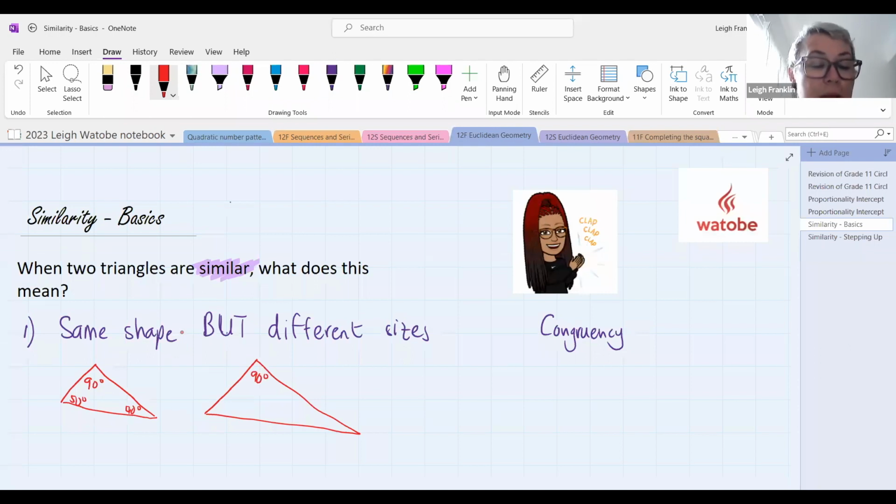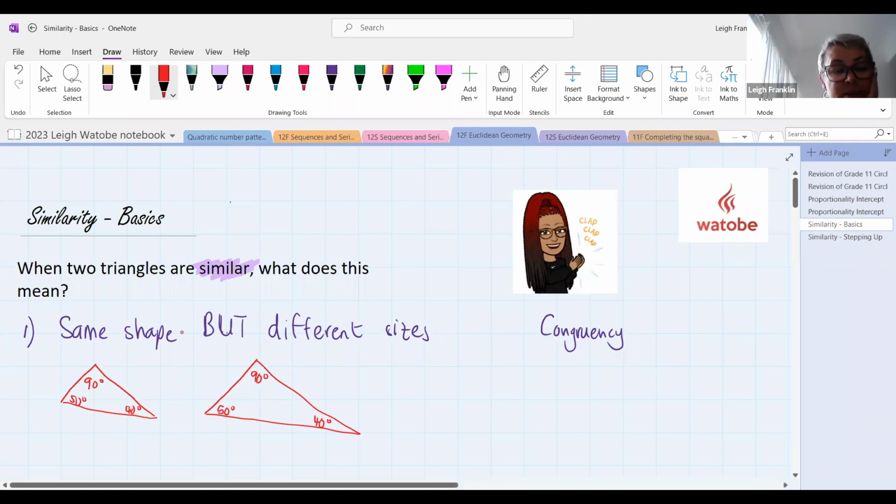So the word equiangular is sort of correct. Equiangular strictly means they're all 60, but I know what you were trying to say, all the angles are the same. So all the angles are the same, but they are different sizes. The lengths of the sides are different, but all the interior angles are the same size.